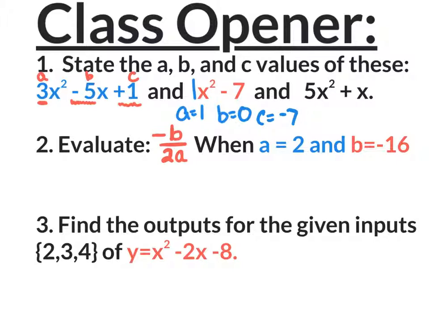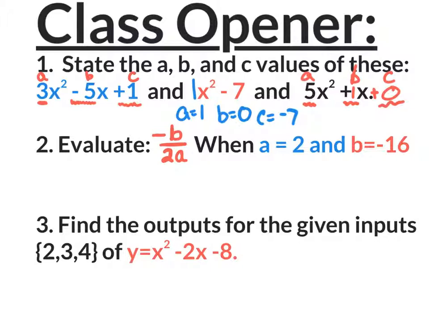And let's go for the last one. What's the a value for the last one? A value is 5. B value is the invisible 1 in front of x, and the c value is 0. The number that's being added or subtracted at the very end without a variable, there is no number added or subtracted at the very end. So you can put a plus 0 if you want. So that's your a, b, and c value for the last one. A is 5, b is 1, c is 0. All right, great. Let's move on to number 2.